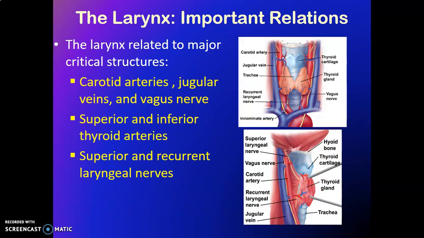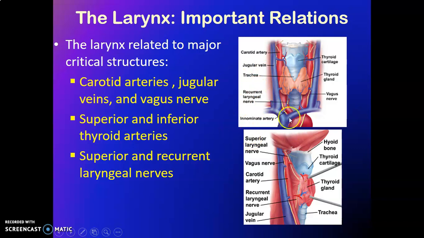So what are the relations of the larynx? This is the larynx. The larynx is made up of cartilages. Lateral to the larynx, you have the carotid sheath. The carotid sheath usually contains 3 major structures: the carotid artery here, the internal jugular vein, and in between there's the vagus nerve. Those are the 3 major components of the carotid sheath, and they lie lateral to the larynx.